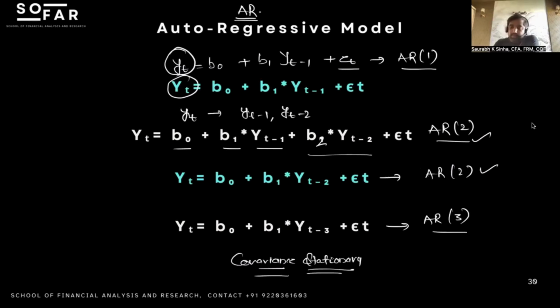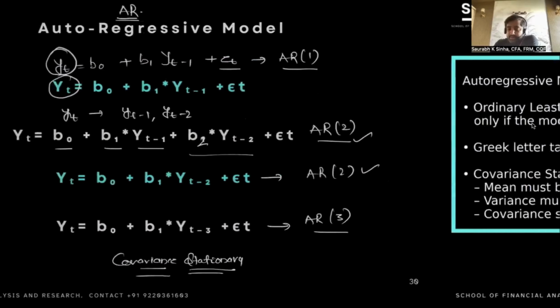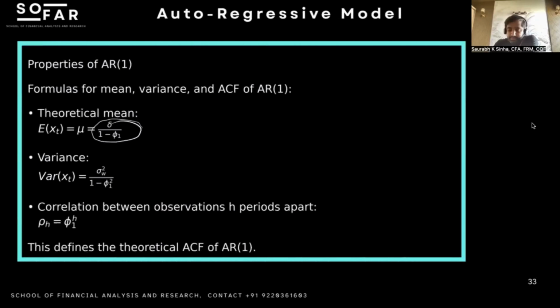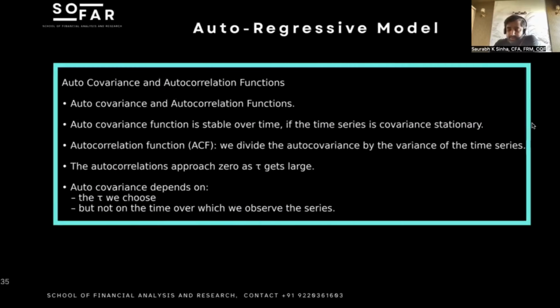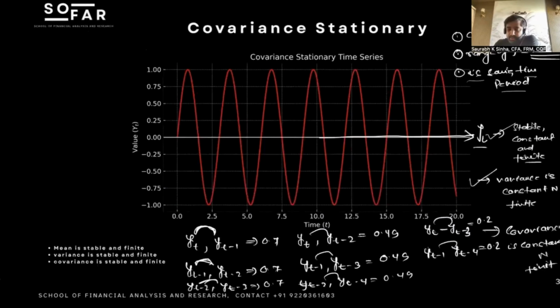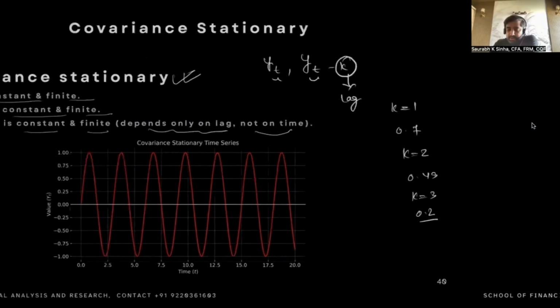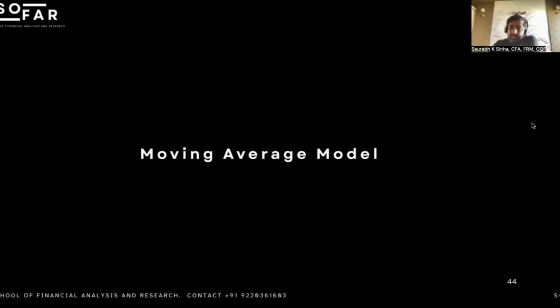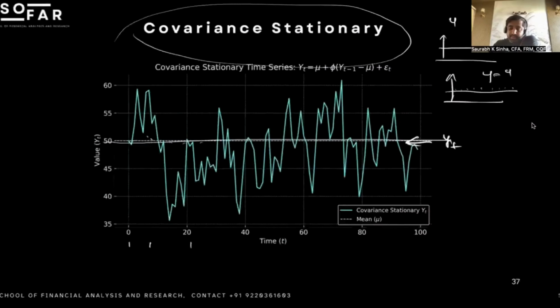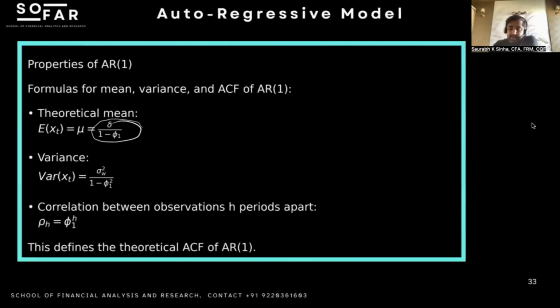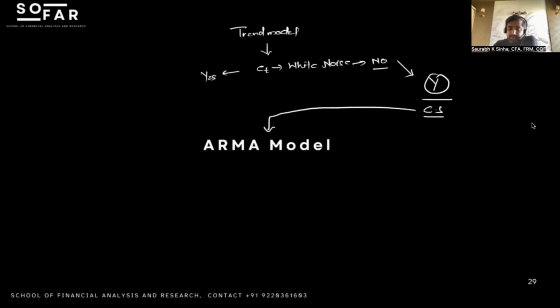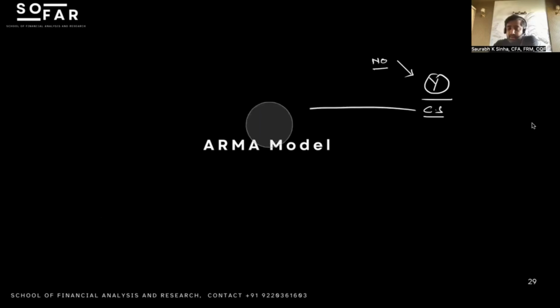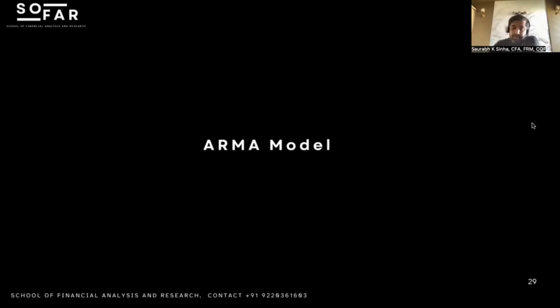Perfect. Cool. So we were discussing the autoregressive model. A few pointers in the autoregressive model. We just discussed that we can only use the autoregressive model if we have covariance stationarity in Y. That's perfect. That's awesome. But what is this autoregressive model?